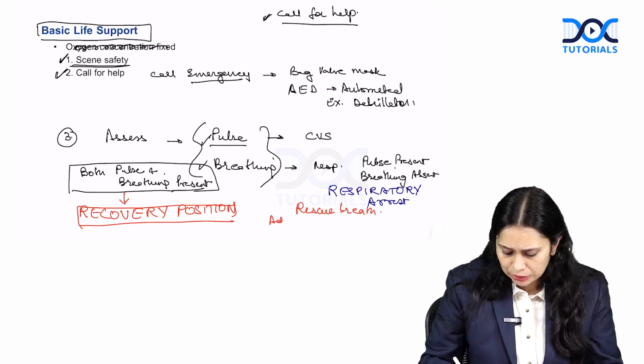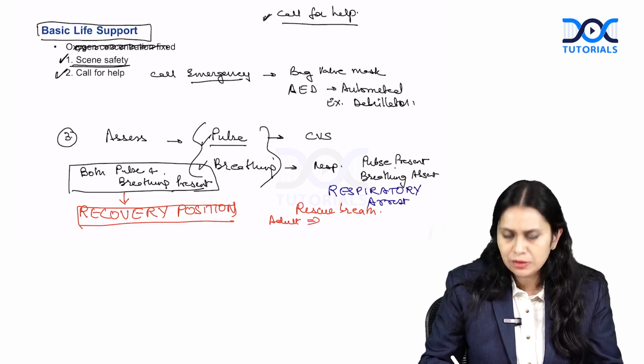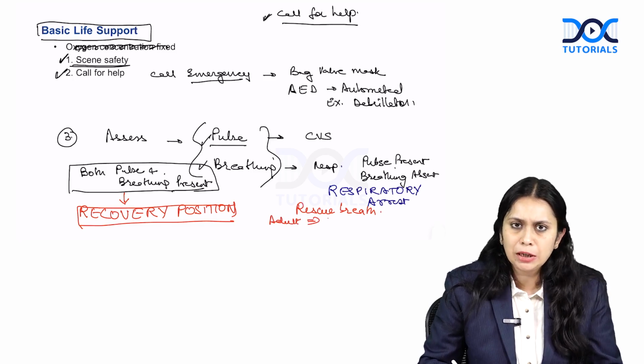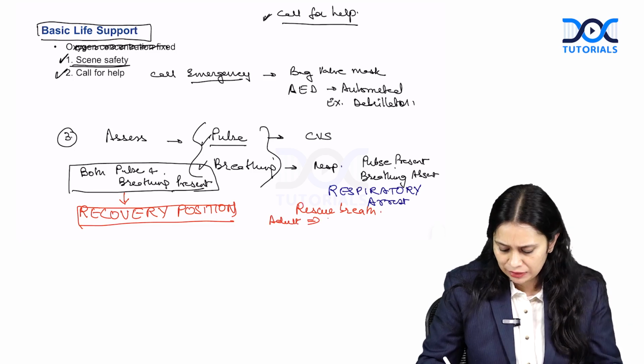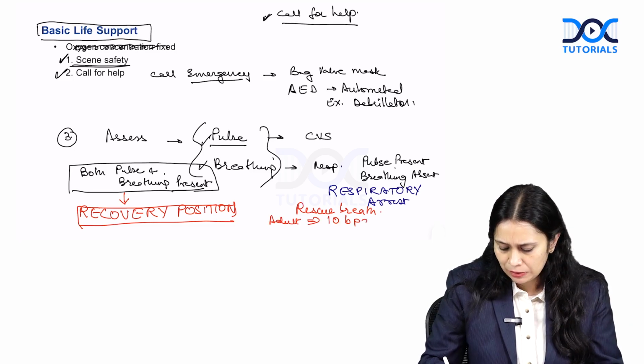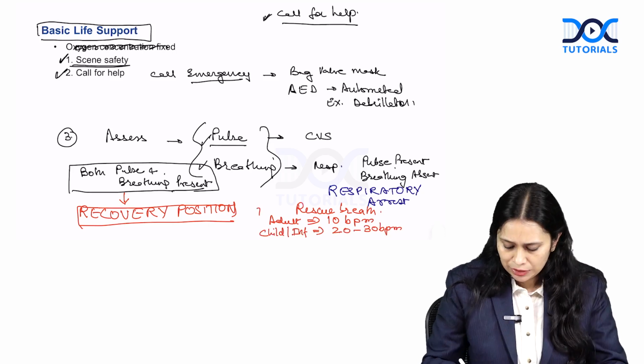So in adult, how many rescue breaths do we give? We give 10 breaths in a minute, 1 breath every 6 seconds. So 10 breaths per minute. And in child or infant, we give 20 to 30 breaths per minute. Okay, so this is rescue breath.